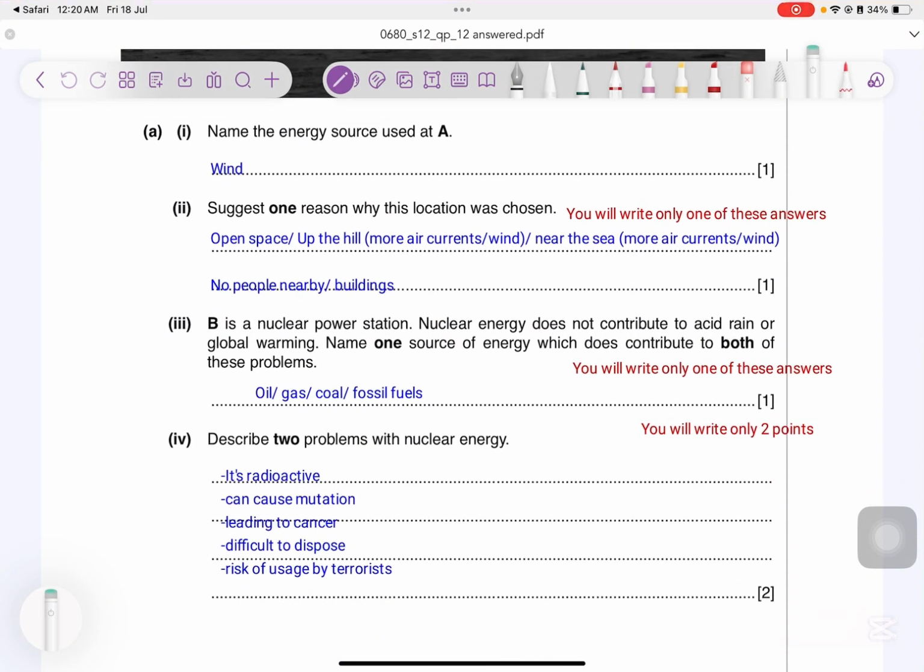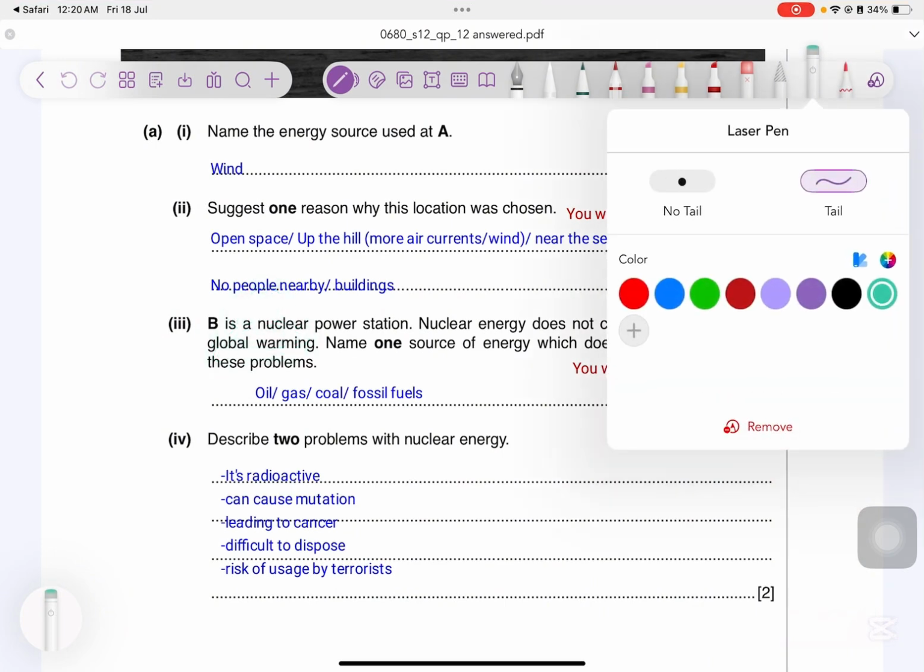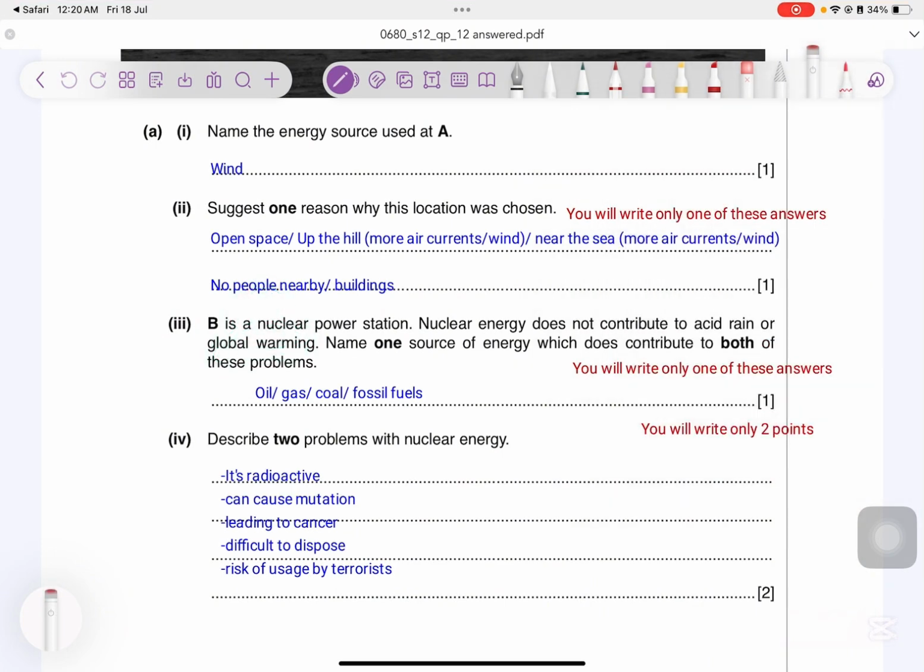B is a nuclear power station. Nuclear energy does not contribute to acid rain, that's 1, and 2, global warming, that's 2. Let me change the color because it's annoying me. Okay, so first we've got acid rain, and second we've got global warming, and they're telling you that a nuclear power station does not contribute to these. They want one source of energy that contributes to both.